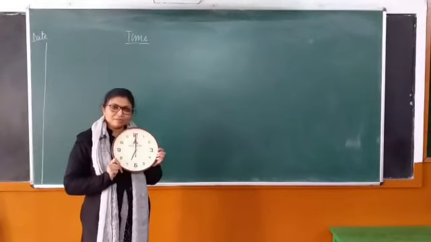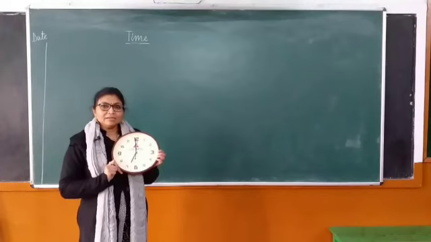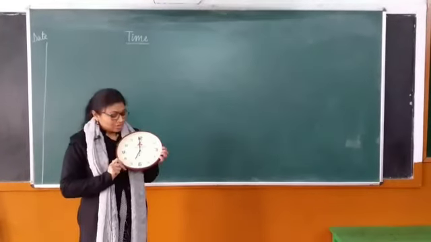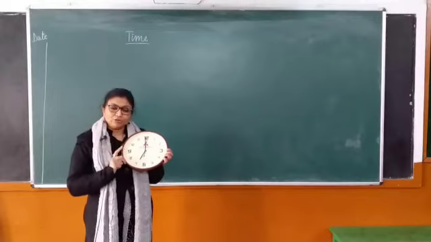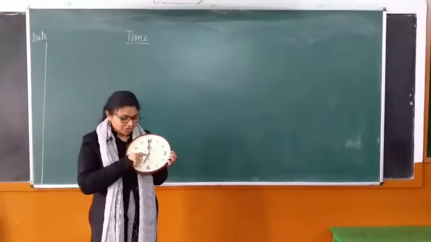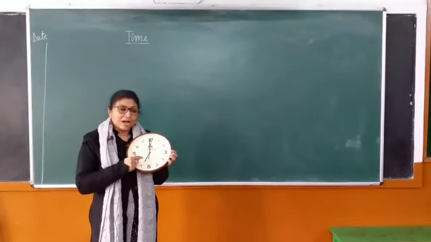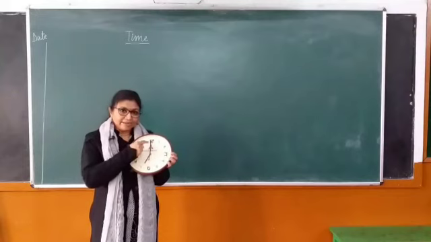You all know what is this? This is a clock and the clock tells us the time. The clock has two hands. One is the long hand and one is the short hand. The short hand tells us the hours and the long hand tells us the minutes.